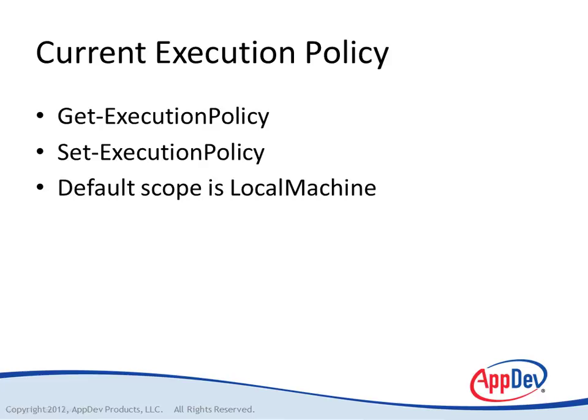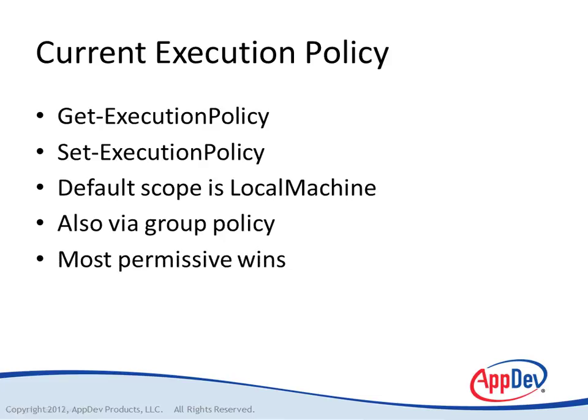You can also set execution policies via group policies in a Windows domain. If you've done that, then when somebody is trying to run a PowerShell script, the most permissive policy is going to win out. So if you set a group policy to make it unrestricted, but it was remote signed specifically for the local machine, it's going to be unrestricted as a result of the higher level of permission based on the group policy.